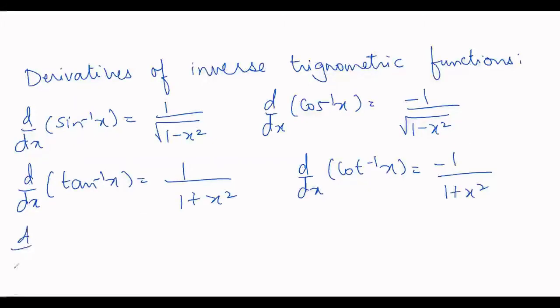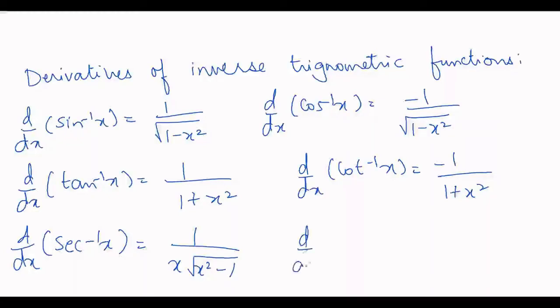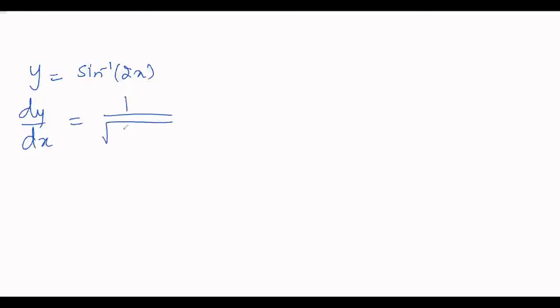d by dx of secant inverse x is equal to 1 by x root of x squared minus 1. d by dx of cosecant inverse x is equal to minus 1 by x root of x squared minus 1. So now let's move on to questions based on these derivatives. First question, y is equal to sine inverse of 2x. Now if I were to differentiate, I'll get dy by dx. Differential of sine inverse of x is 1 by square root of 1 minus x squared. In this case, 1 minus 2x whole squared into coefficient of x, which is 2.